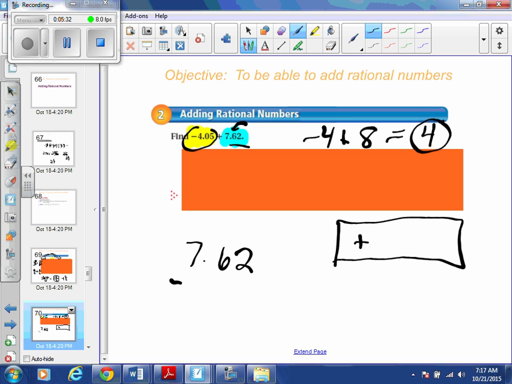Okay, so we said our answer will be positive because we have more positives. Let's find out how many more positives we have. So we have $7.62 minus our negatives, 4.05. Okay, so we'll subtract and find out how many of these positives are left over after 4.05 of them cancel with these 4.05 negatives.